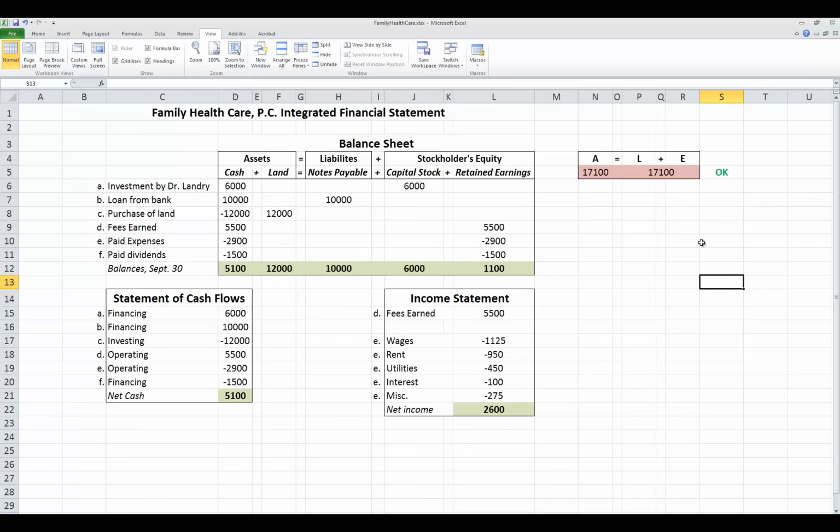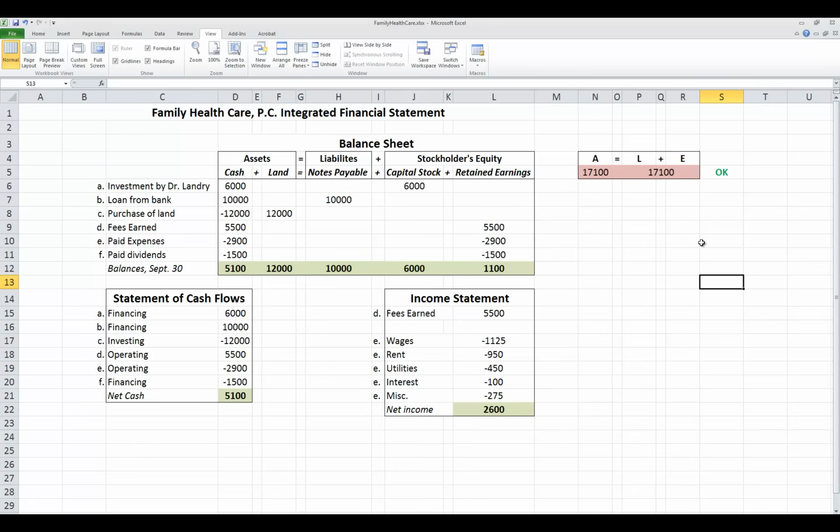So again, I want to reiterate that the cash flows and net income are all separate ideas. Those are separate. If you look at the net income of $2,600, well, that's well below the net cash at the bottom of the cash flow statement of $5,100. See, they're completely different things.